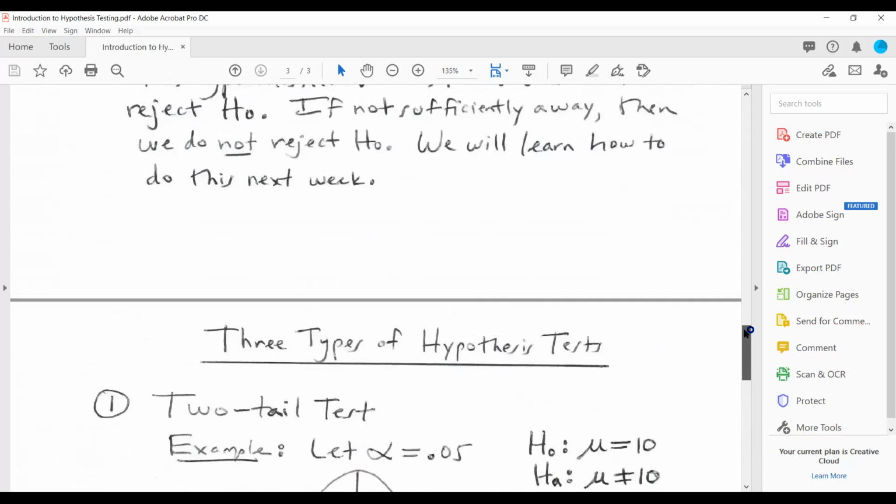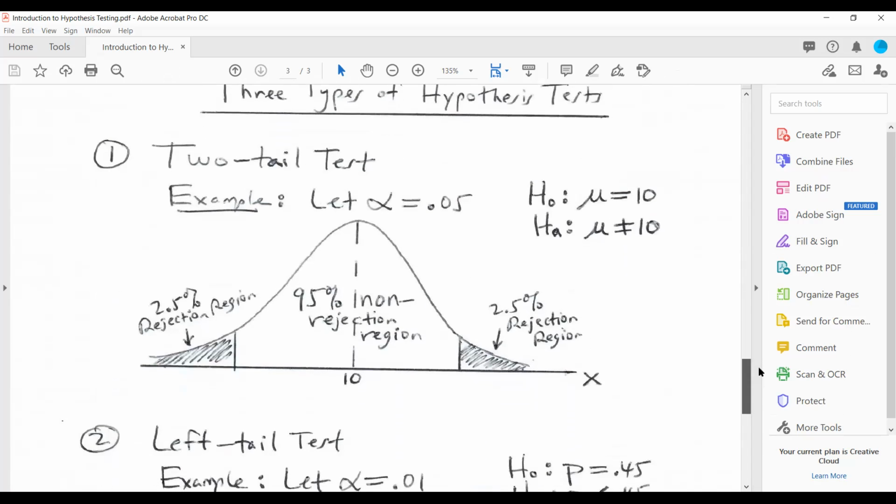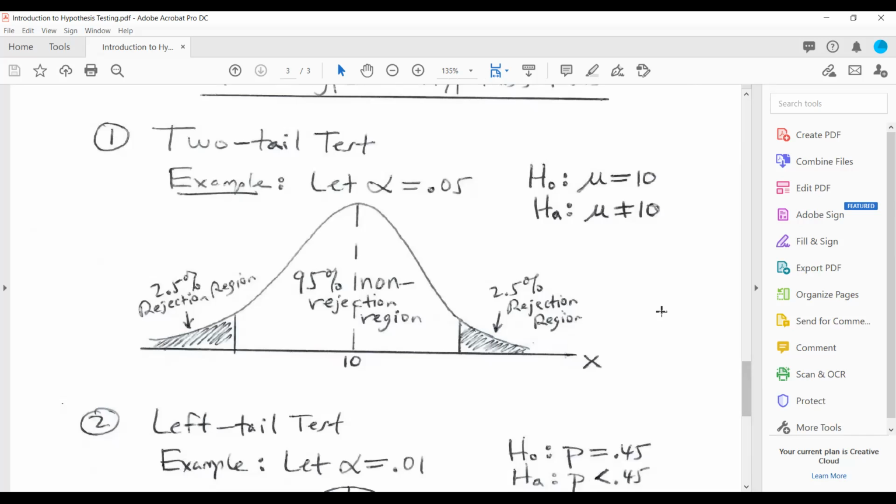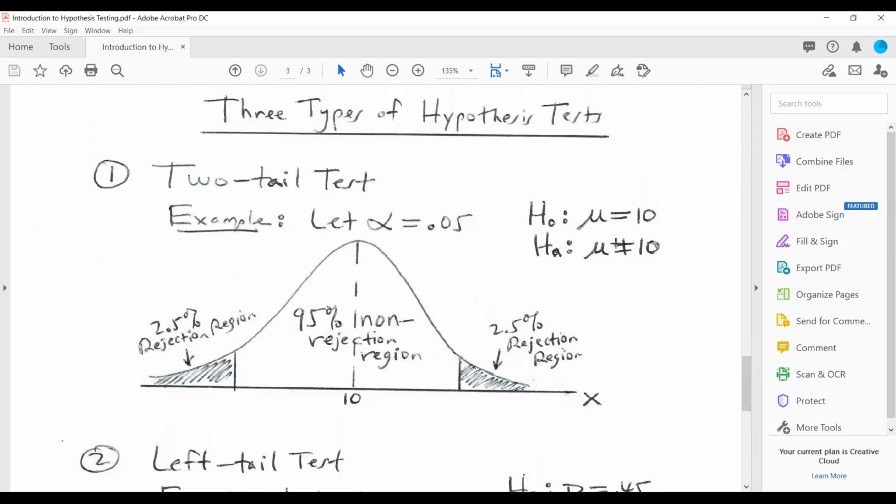So what does this mean? Whatever problem we're going to be working on in hypothesis tests, we're going to have a pair of hypotheses from the way the problem is written up. The wording of the problem will determine the null and alternative hypothesis. Again, you'll see examples of this next week, okay?